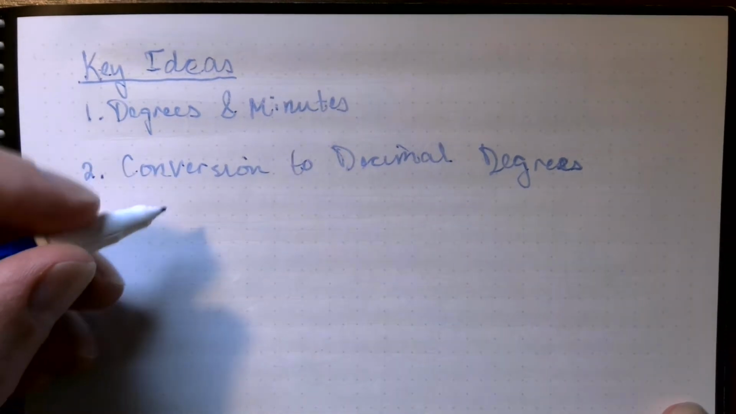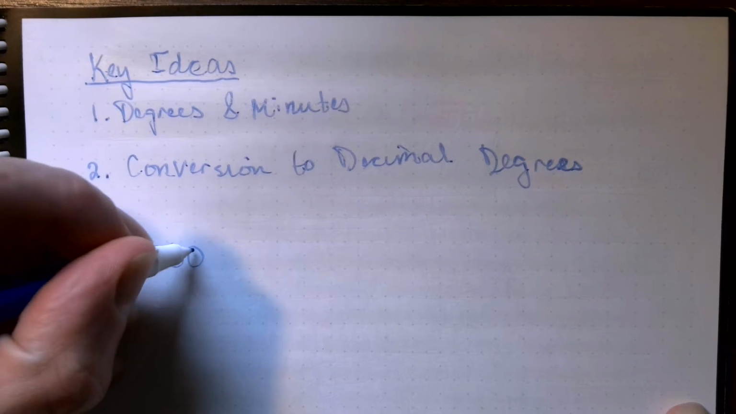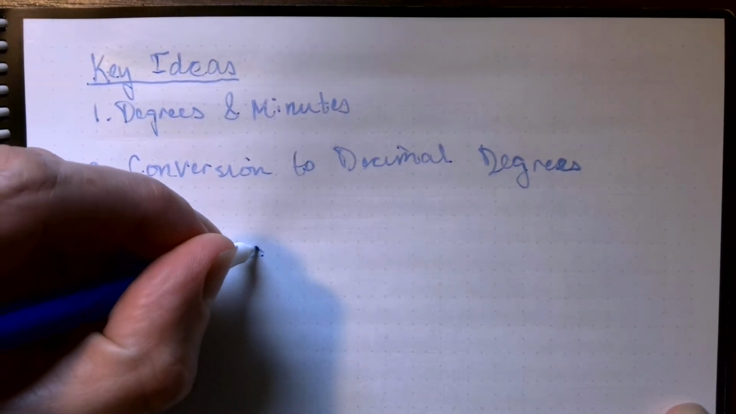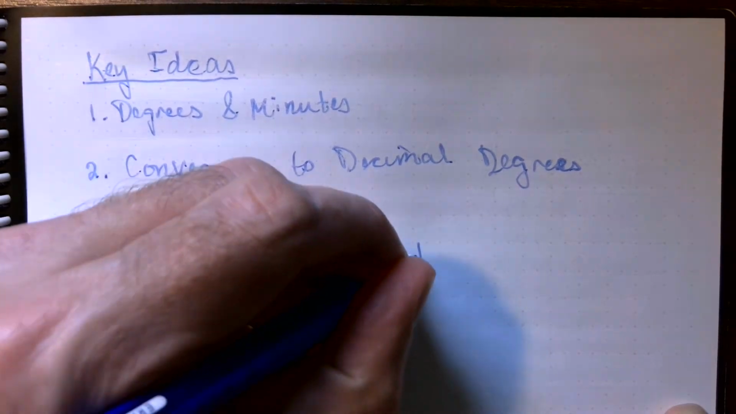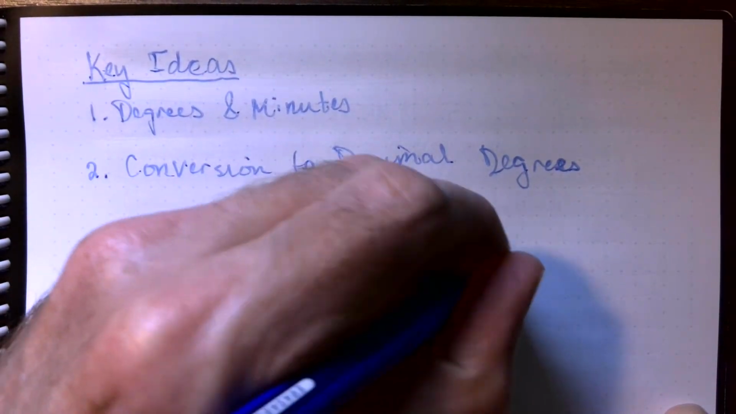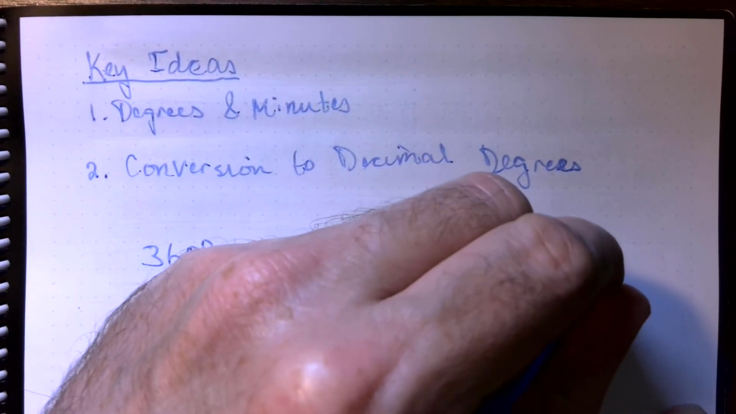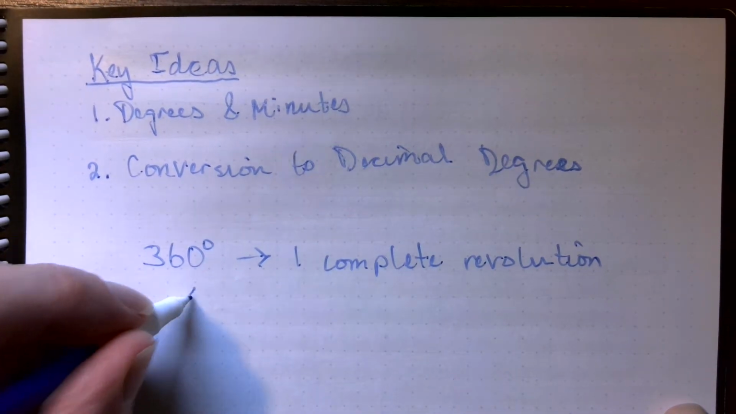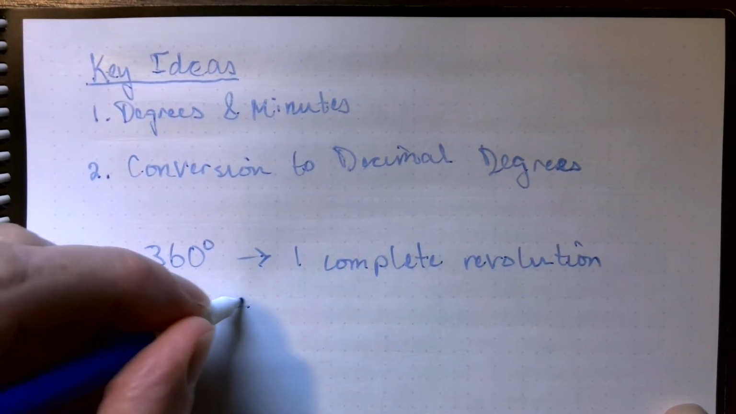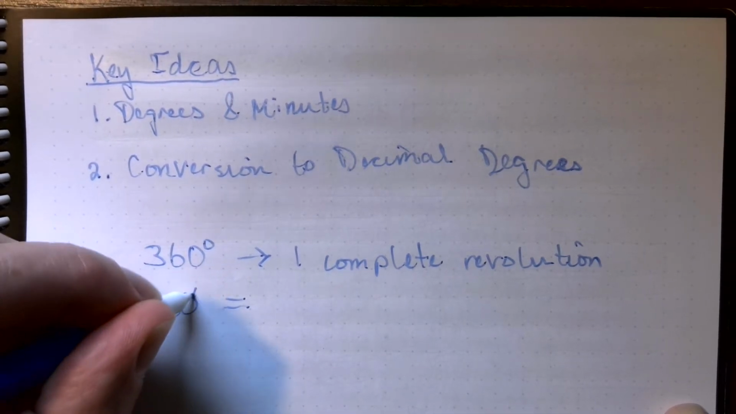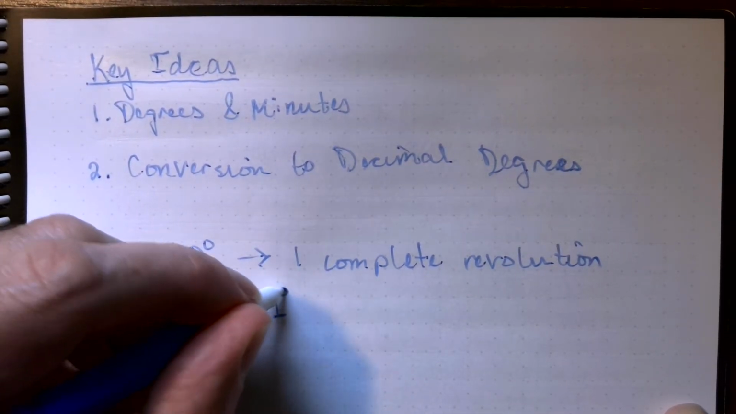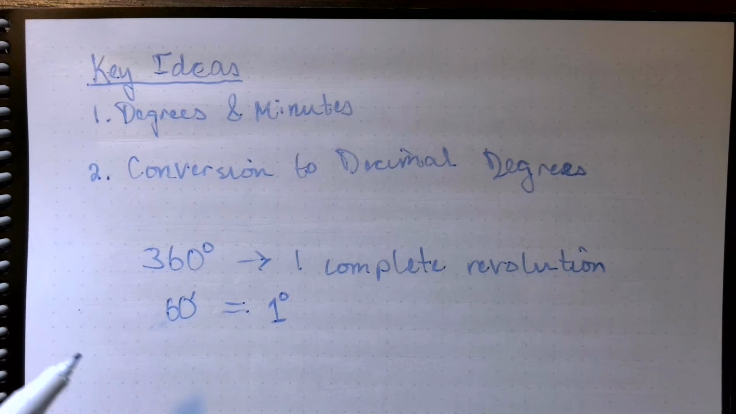Okay, so 360 degrees, that is one complete revolution. Sixty minutes is 1 degree. Okay, so 60 minutes gives you 1 degree.